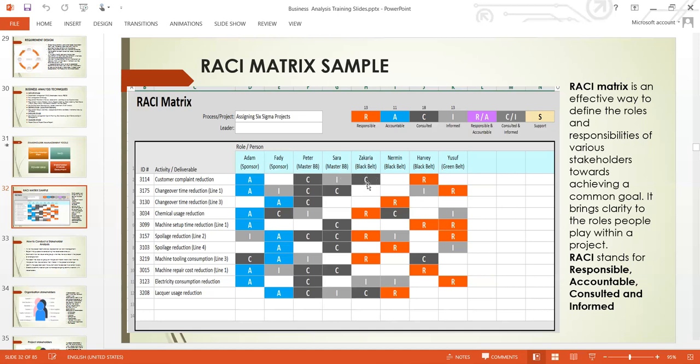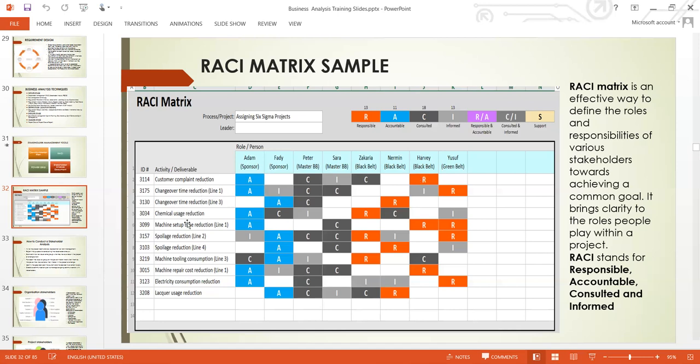Zachariah is equally a subject matter expert, so Zachariah needs to be consulted. Zachariah equally is a black belter. And Harvey here is responsible for carrying out this activity and deliverable. So if at the end of this period this particular deliverable is not delivered at the due date, then Harvey is going to be held responsible, because under RACI, we can see that Harvey is responsible for this.